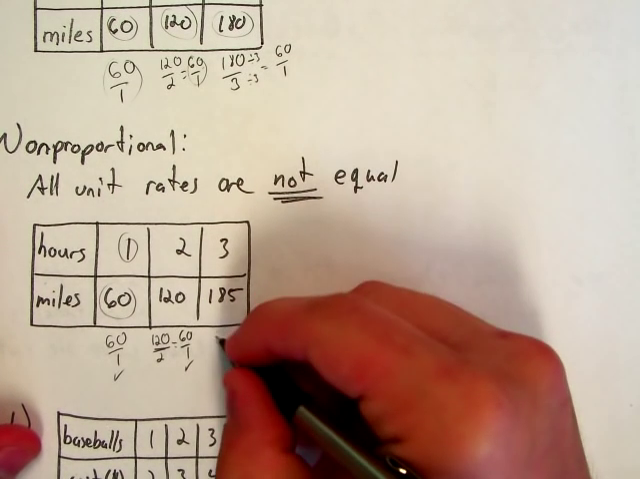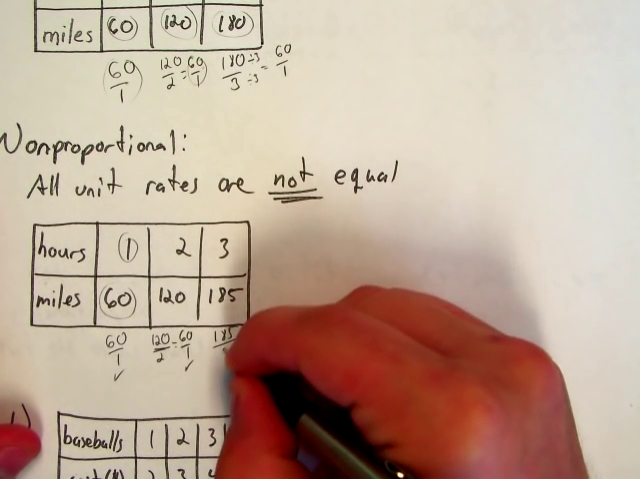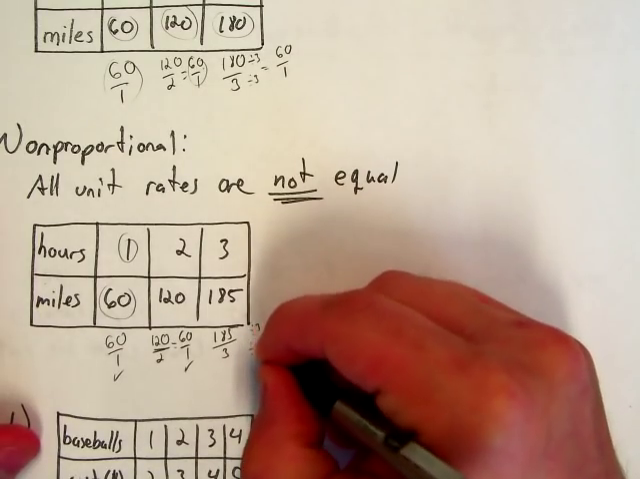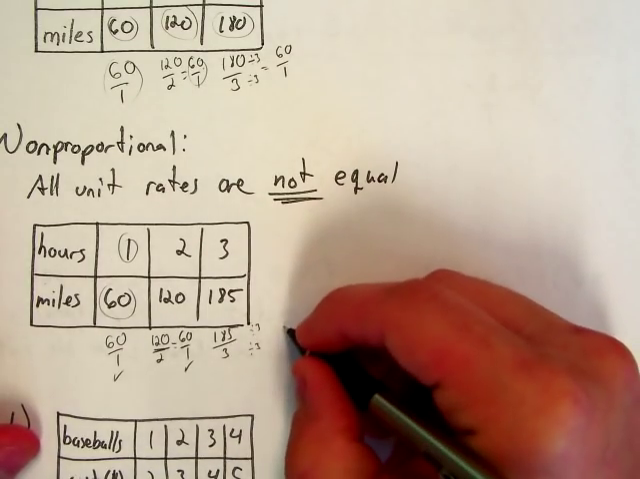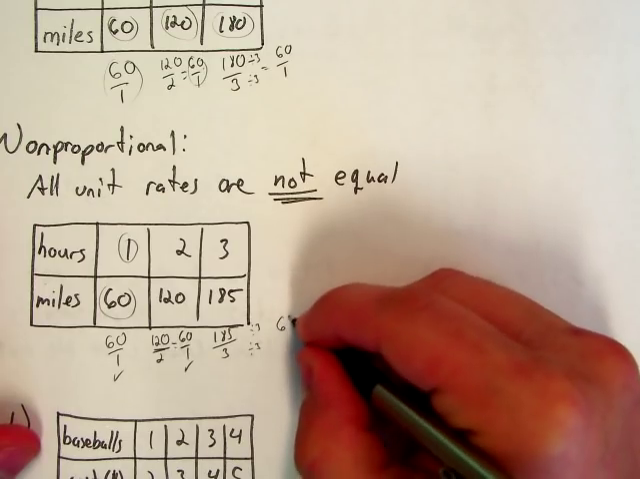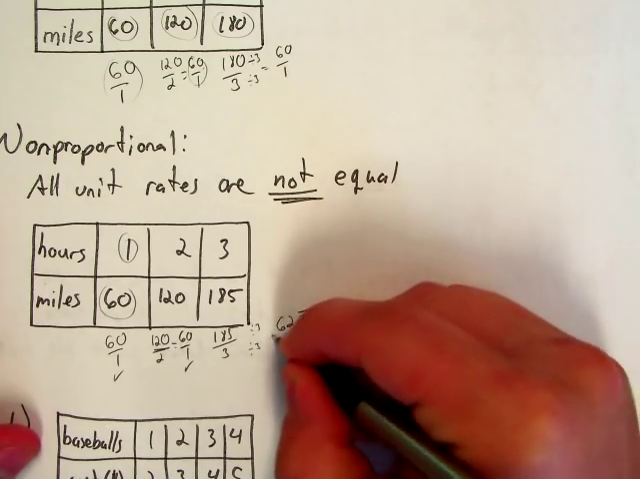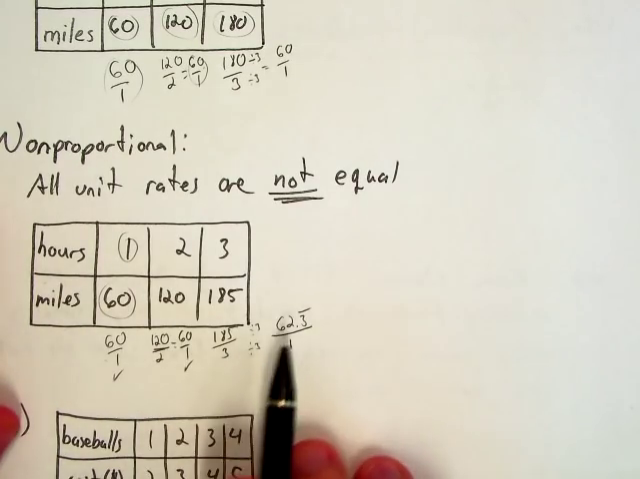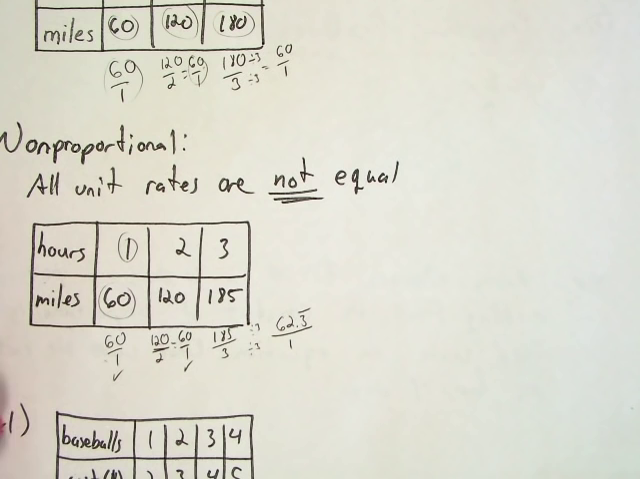This last one here, 185 over 3. I'd have to divide both numerator and denominator by 3. And in this case, I would not get 60 over 1. In fact, I would get 62.3 repeating over 1. Those unit rates are not equal, which means that it is not proportional.